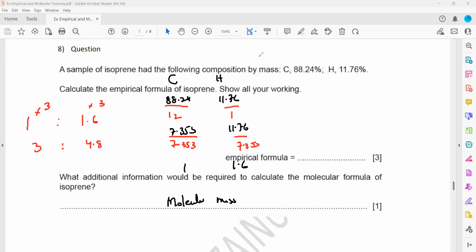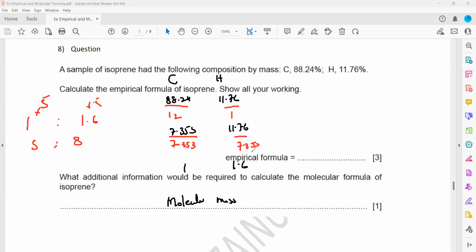Because after multiplication, we should not round it off. We want a whole number. So it's not even 3. If I multiply by 4, this will be 4 and this will be 6.4. So it's not a whole number. But if I multiply by 5, this will be 5 and this will be 1.6 multiplied by 5, so it makes 8. So I should multiply them by 5.